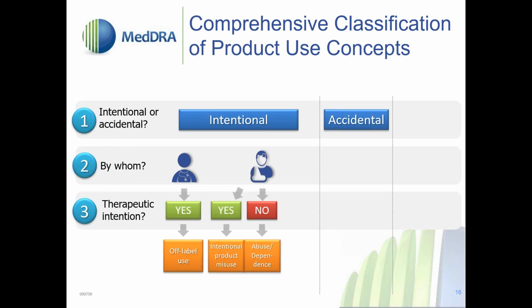If the unapproved product use is unintentional, accidental, this can also be caused by both the healthcare professional or patient consumer. This always occurs in the context of therapeutic use of the relevant product and is classified as a medication or product use error. But often, case information does not allow for any of these classifications.